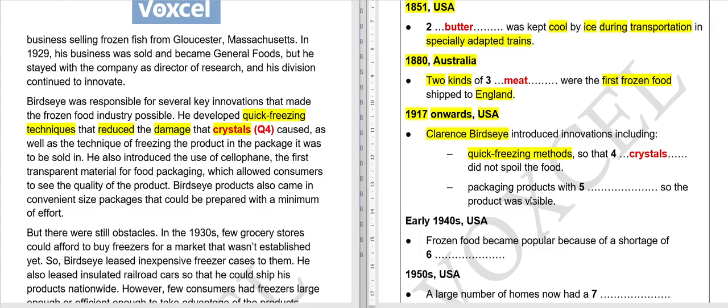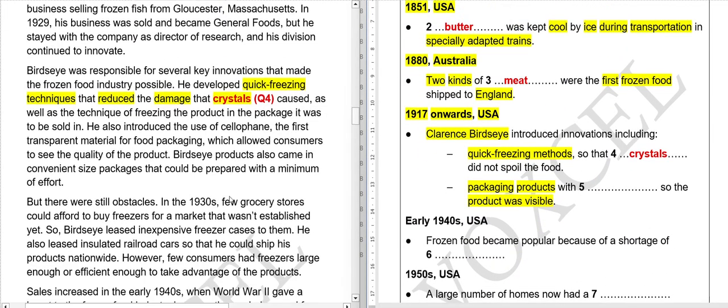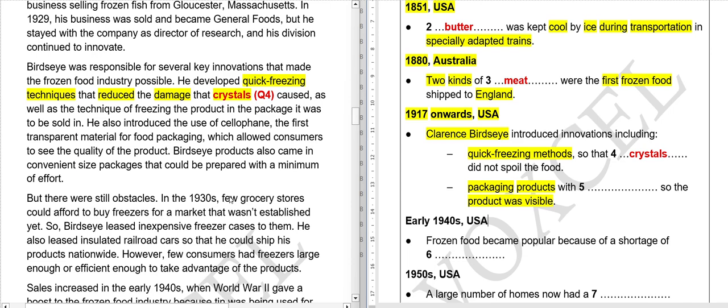Moving to the next question, fifth. Packaging products with dash so that the product was visible. So if the product is visible while in packaging, it should be transparent packaging, something like that. But we cannot write transparent packaging or transparent paper because we have to write only one word. Let's see what kind of packaging we used so that our product was visible even from outside.